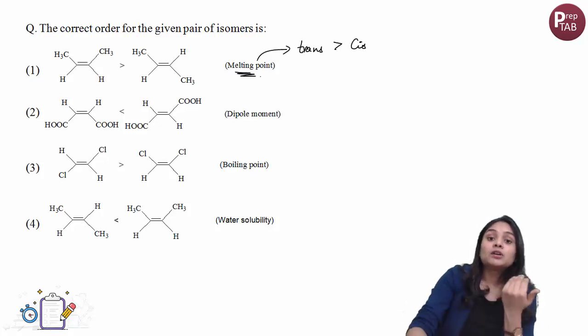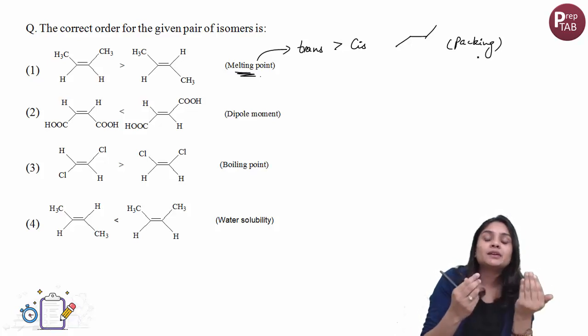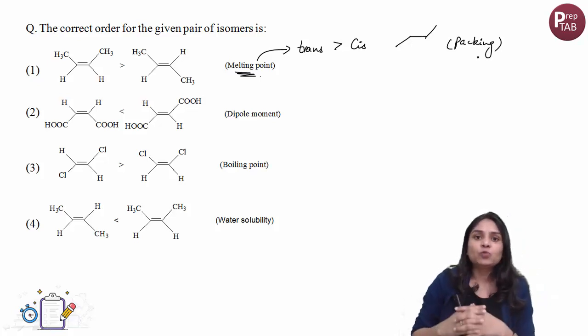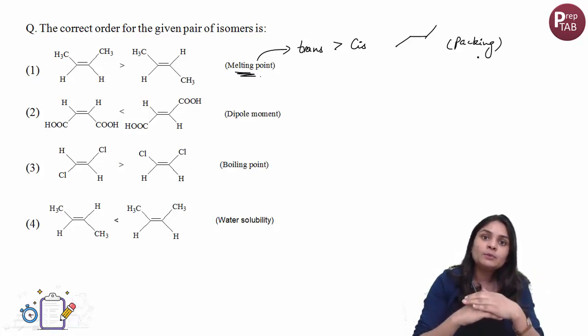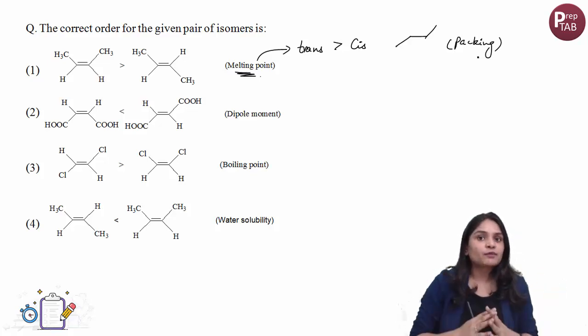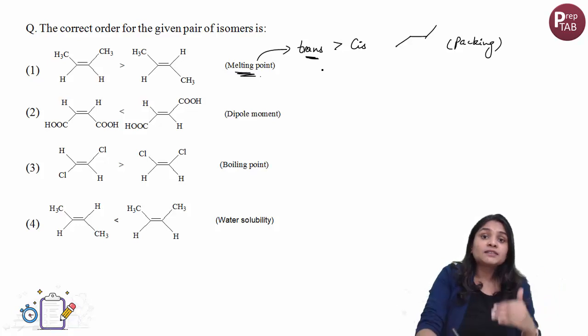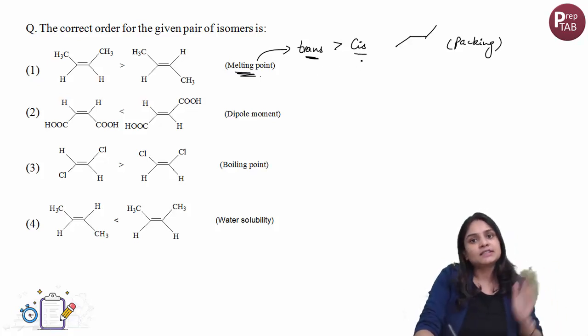Why? Because in trans, better packing of molecules is there. Efficient packing is there. Efficient packing means less voids. So area in contact will be more. Hence force of attraction will be more. Okay? That is why trans has higher melting point than cis.